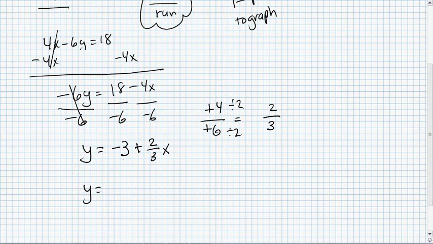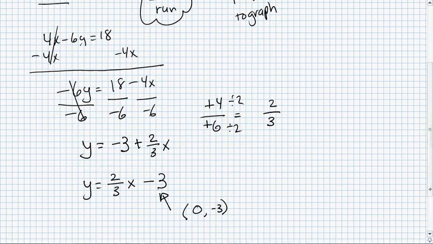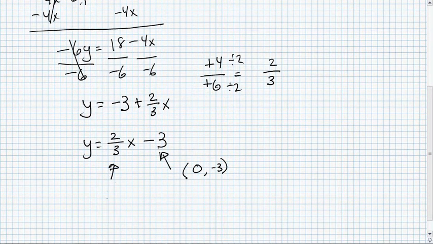And then if I want to rewrite it, I can. I don't have to. It's certainly easy to use it in that form, but I could put the 2/3 x first and the minus 3 second. Now I'll be able to graph my first point, negative 3, so that'll be my y-intercept, 0, negative 3. And then I'll use the slope, 2/3, to graph more points, the rise over the run. So the 2 is going to tell me to go up 2, and the run to the right 3.